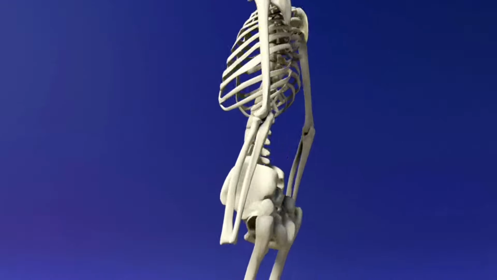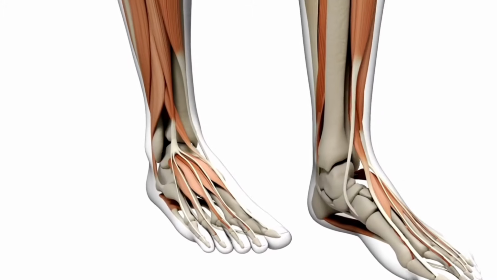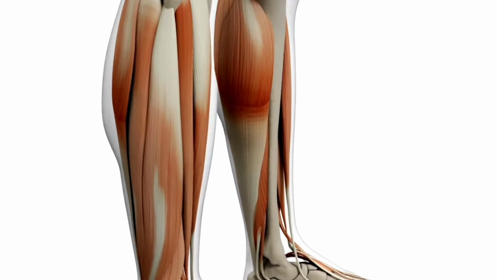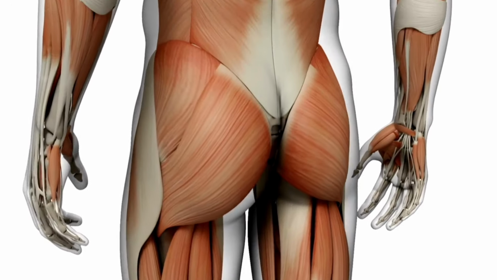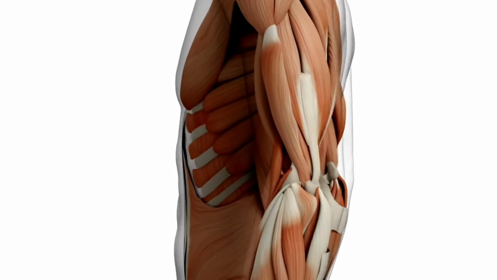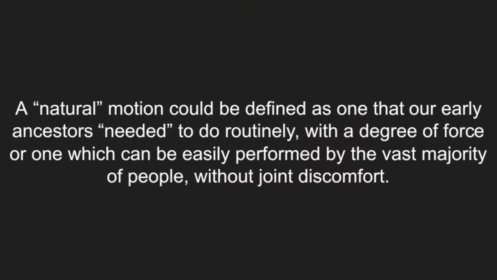The human musculoskeletal system evolved over millennia to accommodate routinely necessary anatomical motions. An ideal exercise would mimic those natural motions, thereby allowing joints to move without strain, as they were meant to move. However, many traditional exercises do not mimic natural anatomical motions. A natural motion could be defined as one that our early ancestors needed to do routinely with a degree of force, or one which can be easily performed by the vast majority of people without joint discomfort.